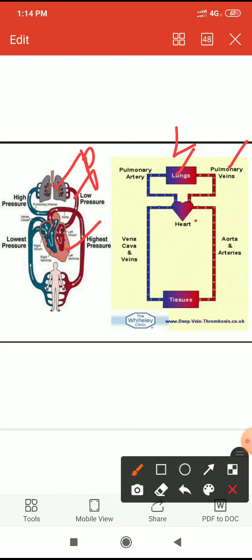Arteries divide into many small vessels called capillaries. Capillaries we also studied in my previous video, where I taught you what the vessels are. These blood vessels are extremely thin and consist of very thin walls. And these vessels help to join up the arteries and veins.